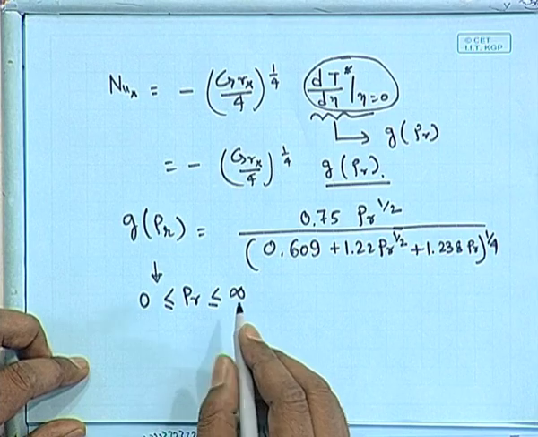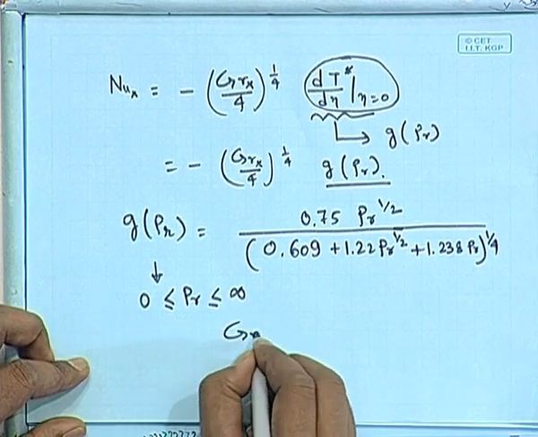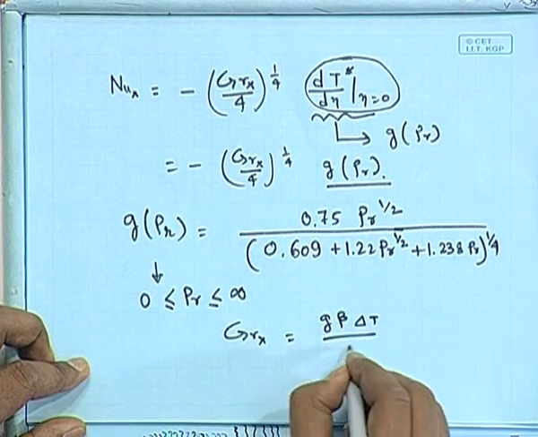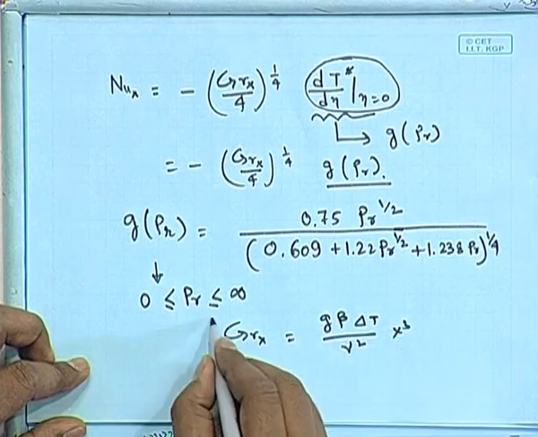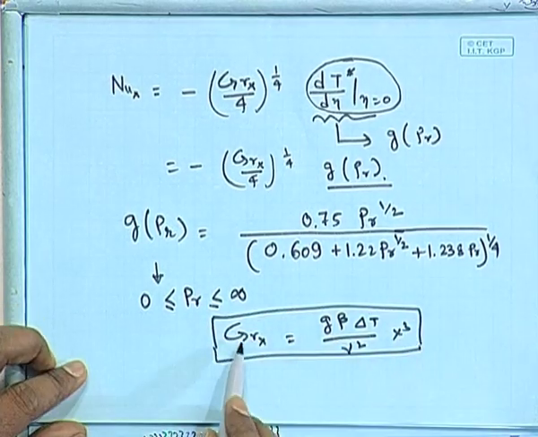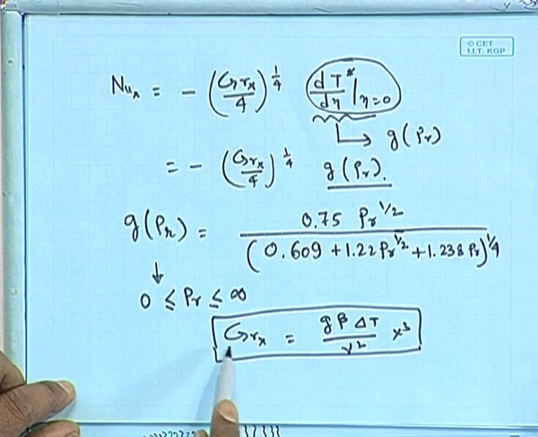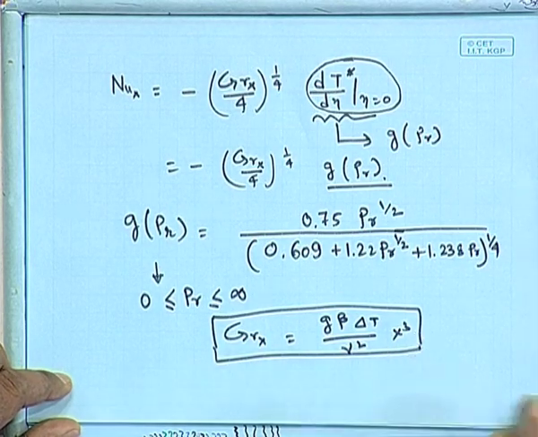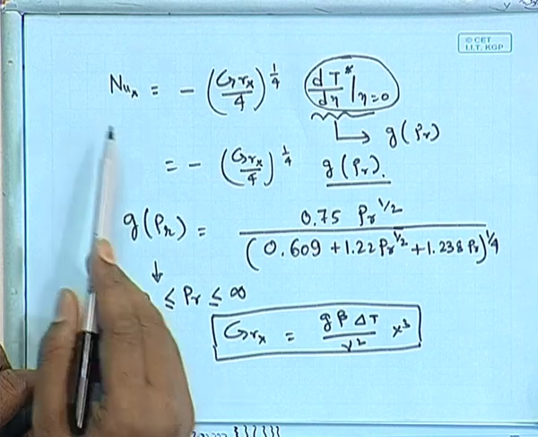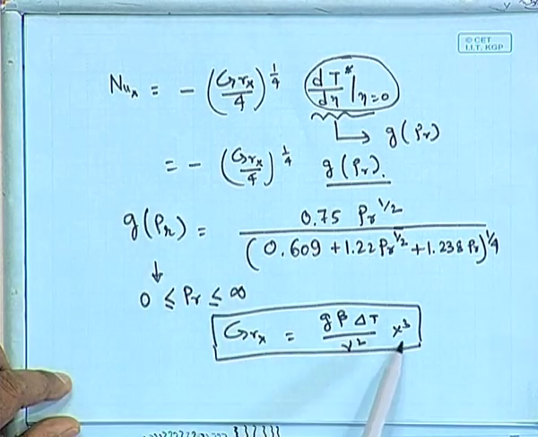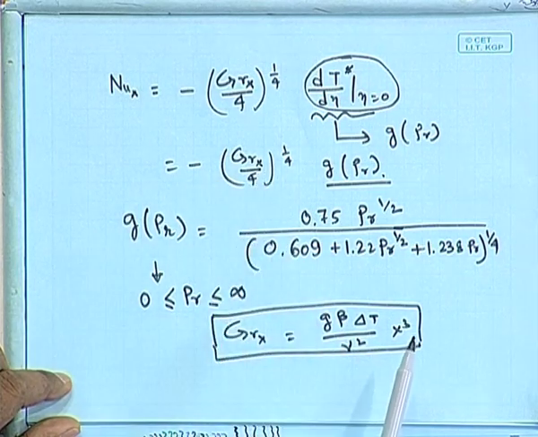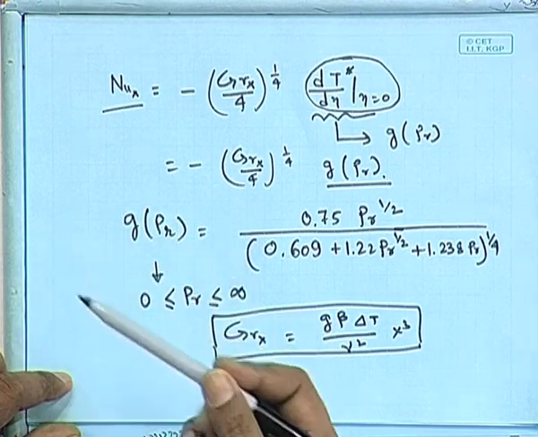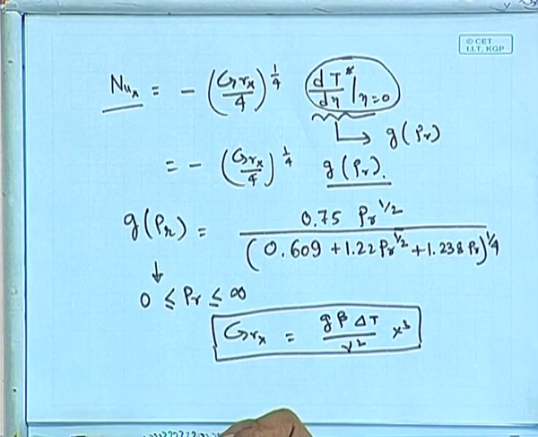So, your Grashof number now becomes g beta delta T by nu square x cube. That is the definition of Grashof number with respect to x. If it is Grashof number with respect to L, then this x would have been replaced by the length L. So, now you are probably in a position to find out what is the local heat transfer coefficient, because this will be a function of x, or this will be x to the power 3 by 4. This local Nusselt number will be proportional to x to the power 3 by 4, right? And you can have the length average heat transfer coefficient or Nusselt number.